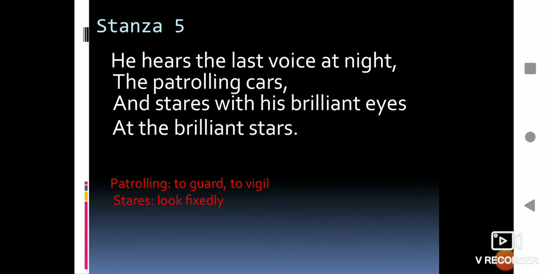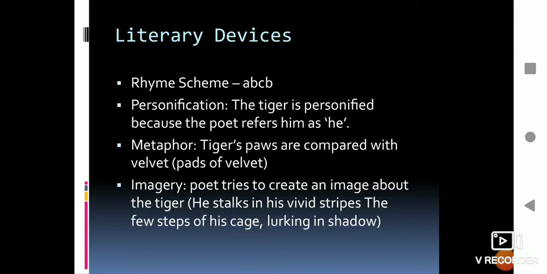So in this poem, the poet is trying to highlight the anguish, the feelings of the animals which are caged. The animals who should be free in the jungle but are unfortunately caged in the zoo. So how bad they feel. That is what is highlighted in this poem, A Tiger in the Zoo.